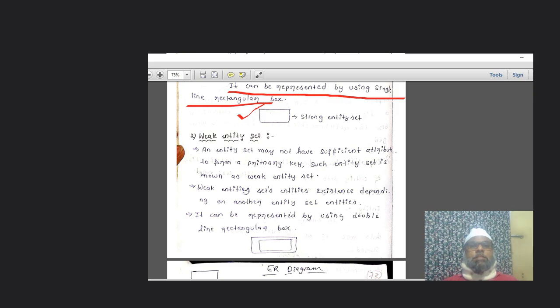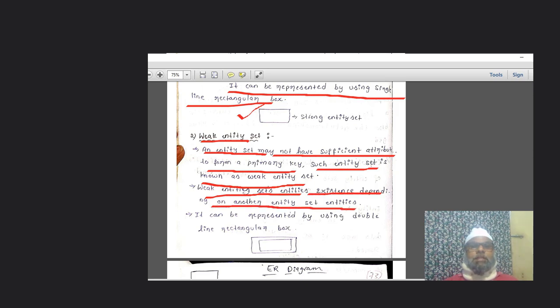Next we will discuss the weak entity set. An entity set that may not have sufficient attributes to form a primary key is known as a weak entity set. A weak entity set's entities' existence depends on another entity set's entities, and it is represented by a double line rectangular box in the ER diagram.